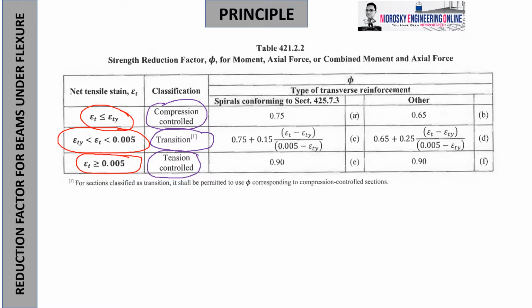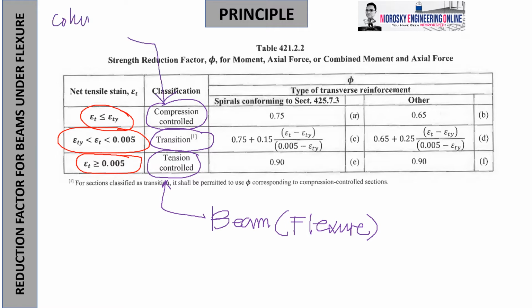Okay, so let me define what is tension controlled. In tension controlled, usually the action is of beam type, where flexure is the main movement. Compression controlled is usually what we call column type, or what we call compression members.